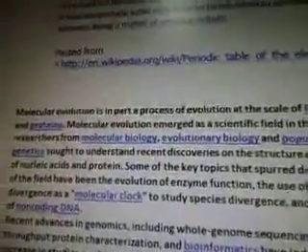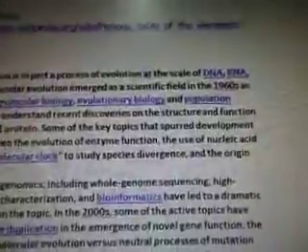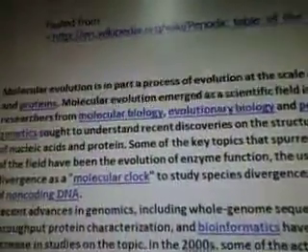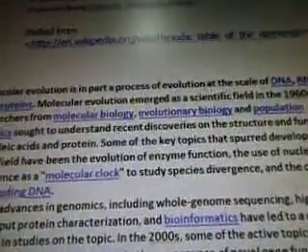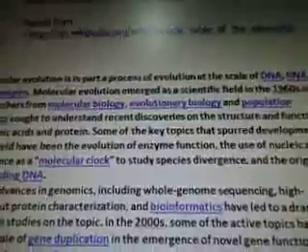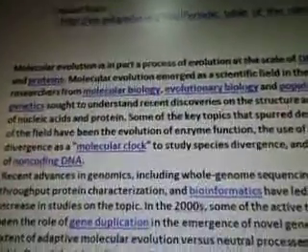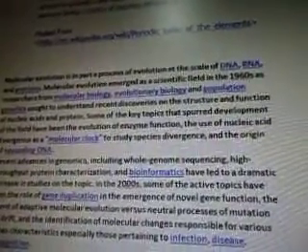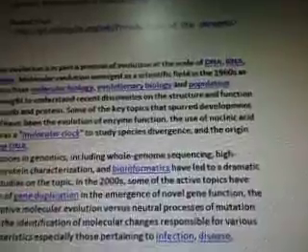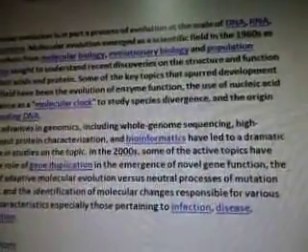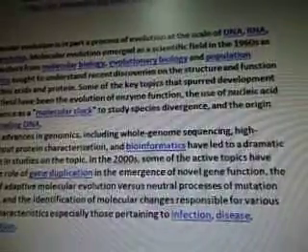It is part of the process of evolution at the scale of DNA, RNA, and proteins. Molecular evolution emerged as a scientific field in the 1960s as researchers from molecular biology, evolutionary biology, and population genetics sought to understand recent discoveries on the structure and function of nucleic acids and protein. Some of the key topics that spurred development of the field have been the evolution of enzyme function, the use of nucleic acid divergence as a molecular clock to study species divergence, and the origin of non-coding DNA.